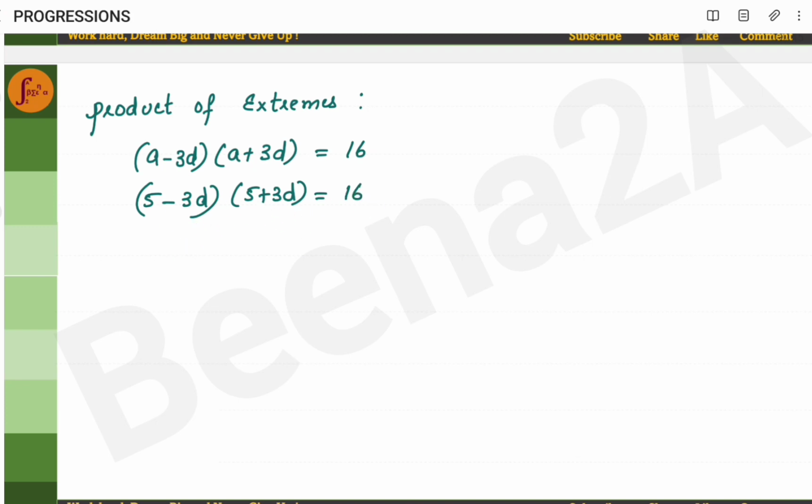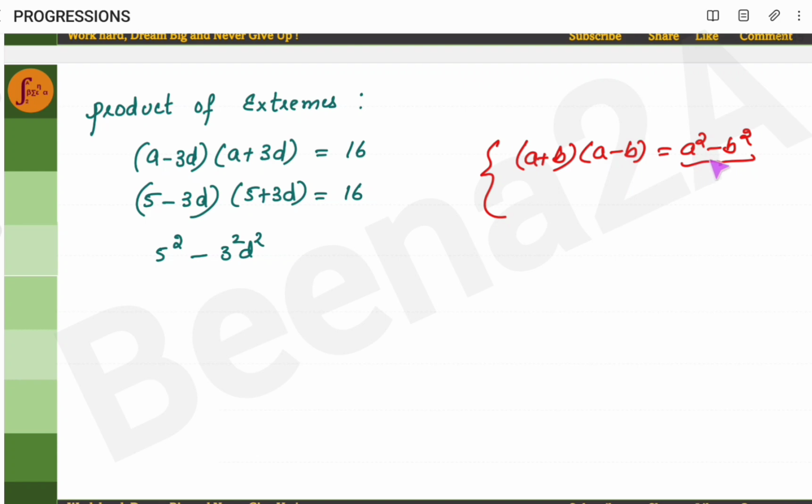Now if you calculate this, you will get 5 square minus 3 square d square. Remember this very important formula: a plus b into a minus b is a square minus b square. This is the formula. When you manually multiply a with a, a with b, b with a, and b with b, you're going to get a square minus b square. You can try it out, you're going to get this one.